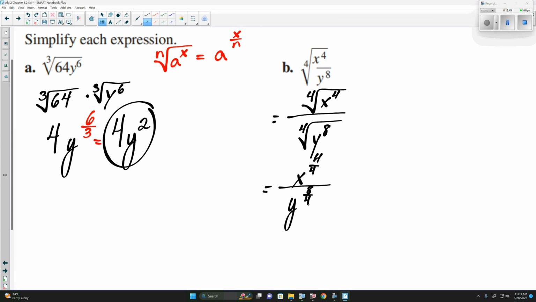Now at this point here, we can simplify each of these exponents. The numerator 4/4 is going to reduce to 1, so we'll just have x. The denominator 8/4 reduces to 2 over 1, or just 2.